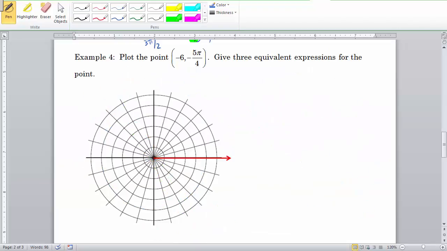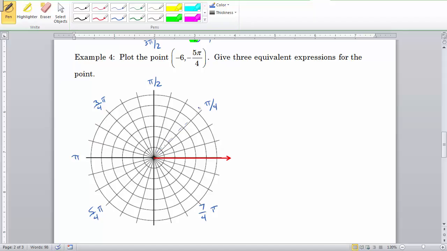Let's see if we can do this one. Okay, so we've got negative 5 pi over 4. Where is that? Well, let's see. I know this is pi over 4. Right in the middle, that's 1/4, 2/4, so that's got to be 3/4 pi. This is 4/4. This is 5/4, 6/4, and 7/4. Remember, those are right in the middle. Those are those 45-degree angles.